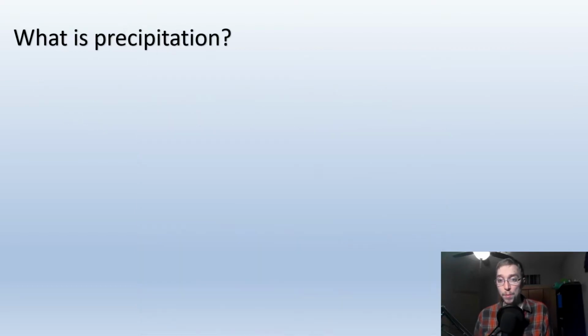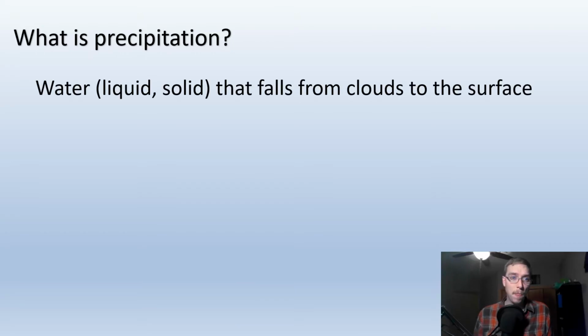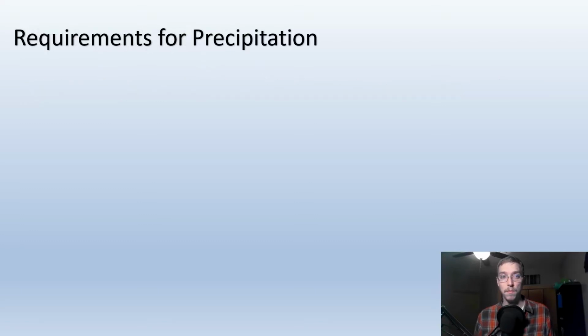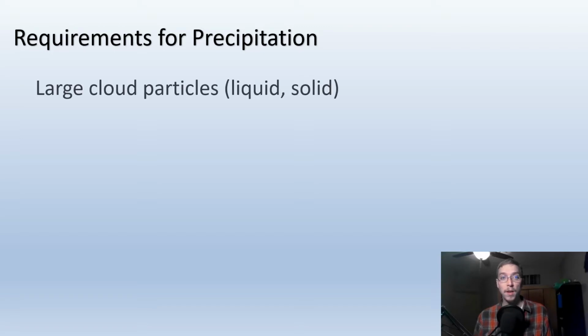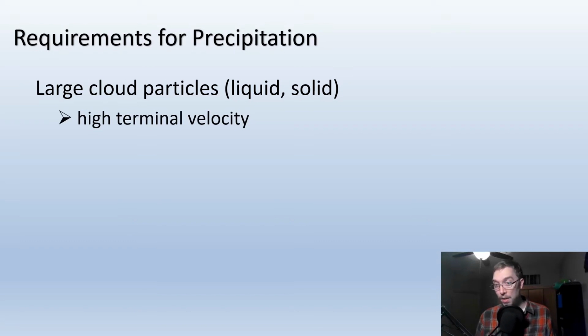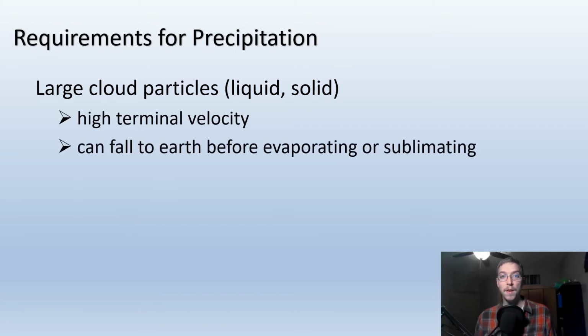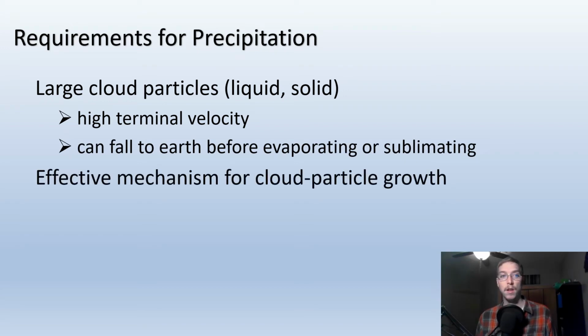Next question is, what is precipitation? Well, water, liquid or solid, that falls from clouds to the surface. What do you need for precipitation to happen? Well, you need large cloud particles, whether that's liquid or solid, with a high terminal velocity. They need to move towards the surface. They can fall to Earth before evaporating or sublimating. And there are effective mechanisms for cloud particle growth.